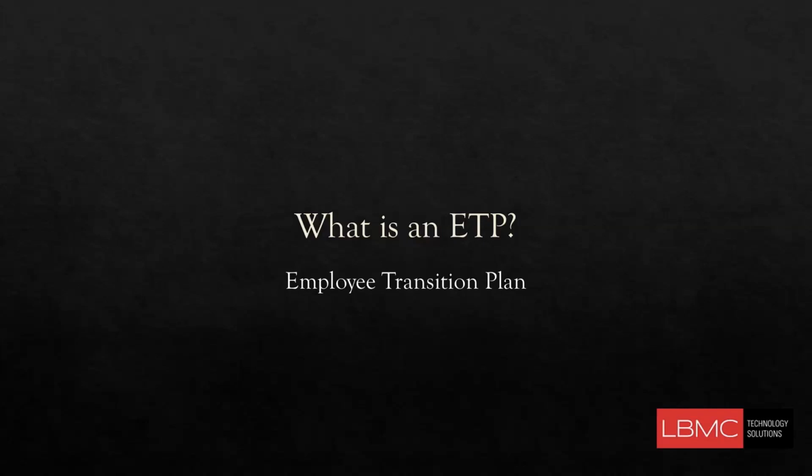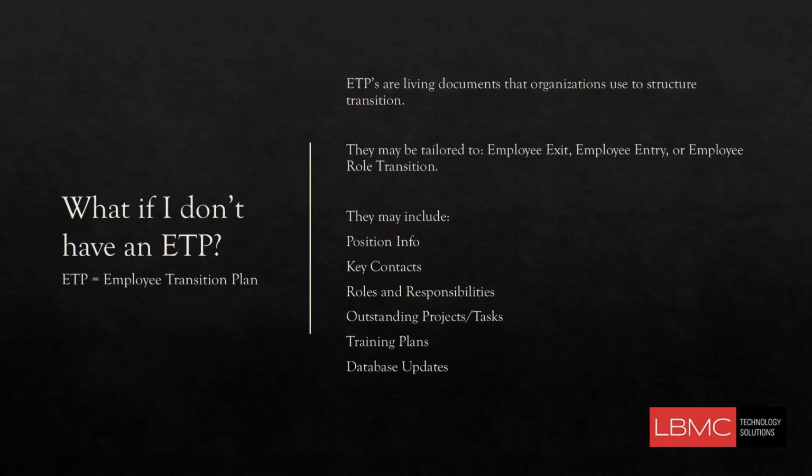So what is an ETP? An ETP is an employee transition plan. Often this is a living document that organizations use to structure any type of transition that might happen in the organization. These can be tailored to employees exiting the organization, entering the organization, or a role transition. They might include things like position information, key contacts that a person would need in that position or role, their roles and responsibilities. If they're exiting, maybe outstanding projects or tasks, training plans that might be included, and database updates.